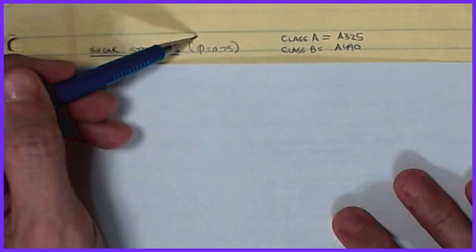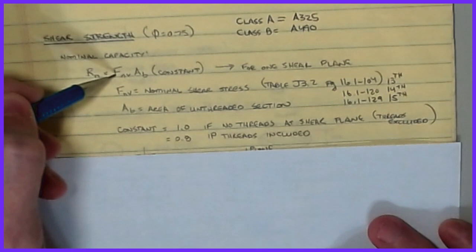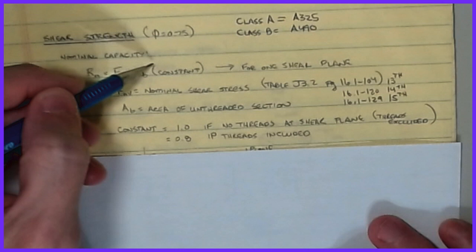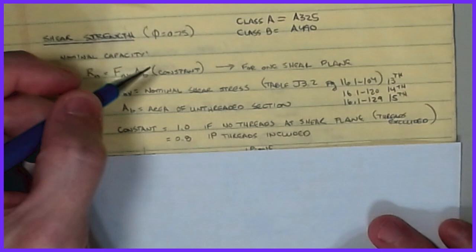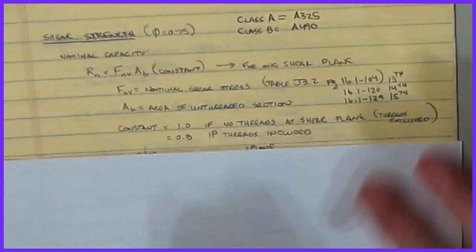Okay, now the basic equation falls into something like this: the capacity is going to be equal to whatever this nominal shear stress is multiplied by the area of the bolt that's failing in shear, multiplied by some constant value. In this particular case, this is for one shear plane, and our constant has to do with where the failure plane occurs in relation to the bolts. Okay, now for FNV, this nominal shear stress shows up.